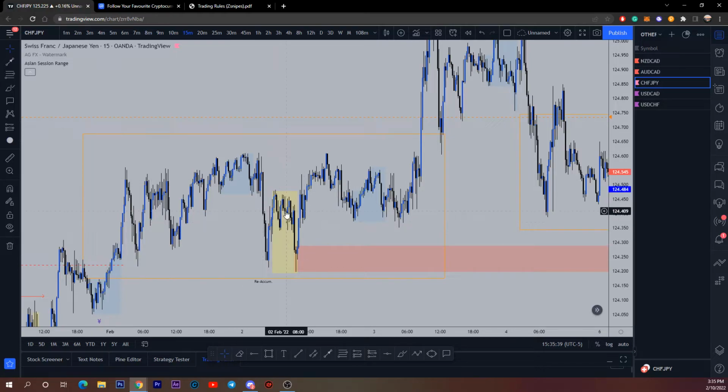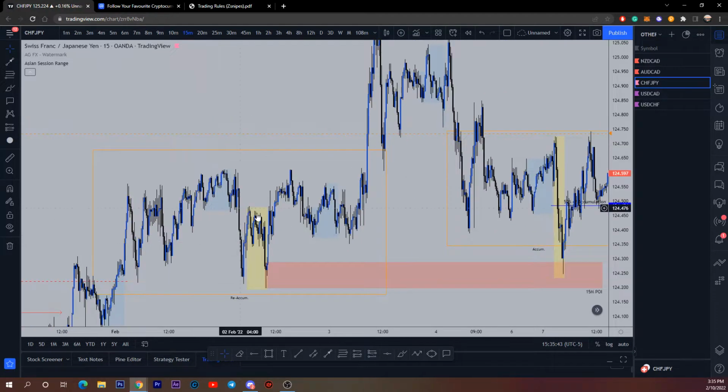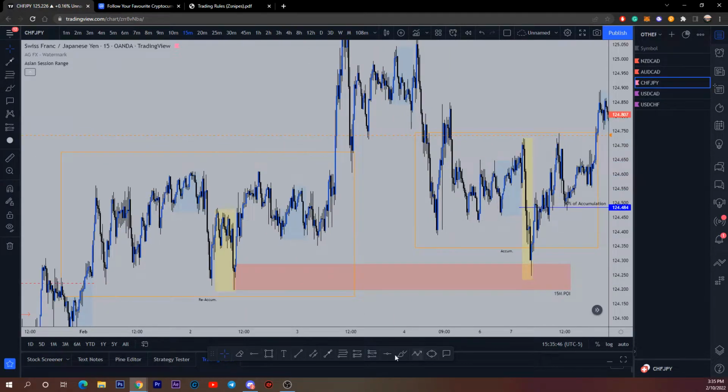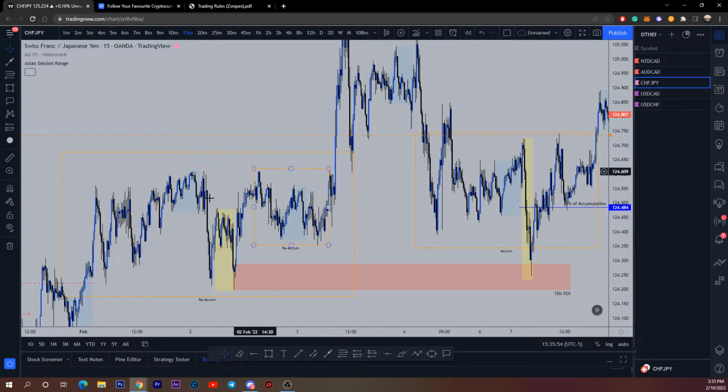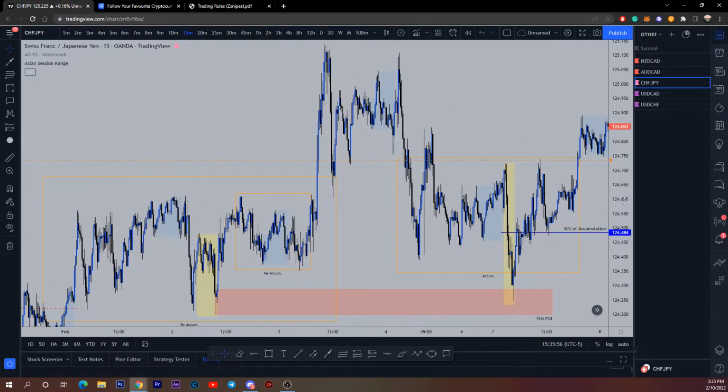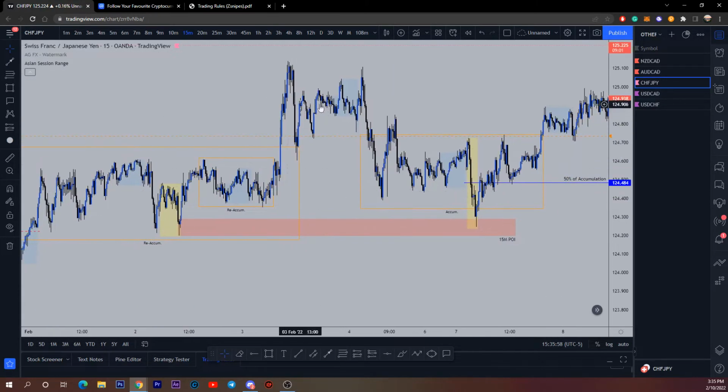This is London, I think. Yeah, no, New York Open. New York Open manipulation went up. What do you see here? Inside of this reaccumulation, you have a reaccumulation, right? Market continues to the upside. We come back down.